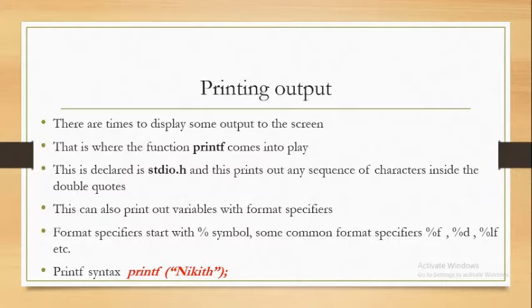This can also print out some variables with the help of format specifiers, and the format specifiers will start with the percent symbol. Some common format specifiers are %f, %d, and so on. If you don't understand these two lines, don't worry guys, in the later part of the video you will understand what are variables and what are format specifiers in detail. So up until this point, what you have to concentrate on is that printf is a function which is declared in stdio.h, and anything that is inside these double quotes inside the bracket will be printed out.